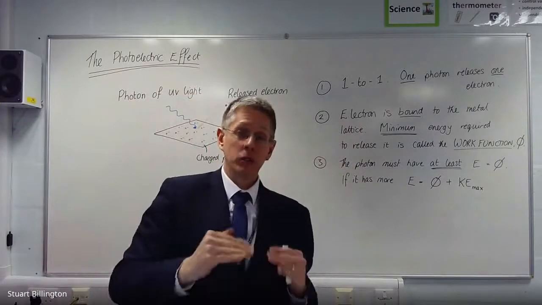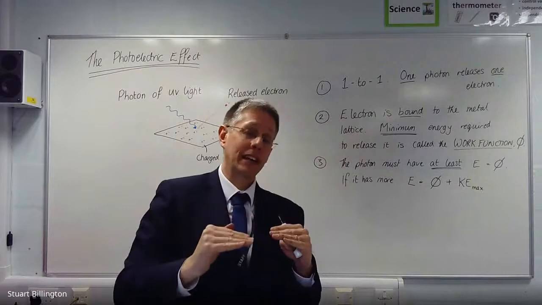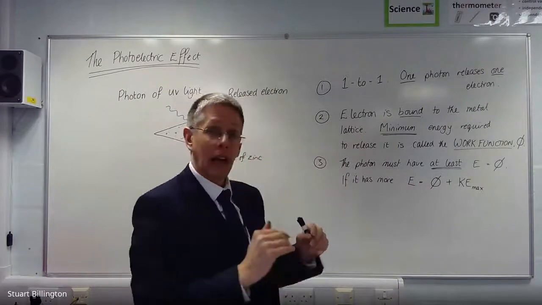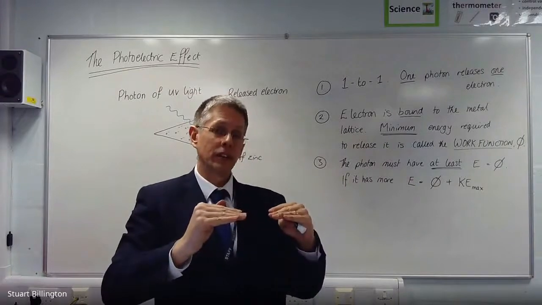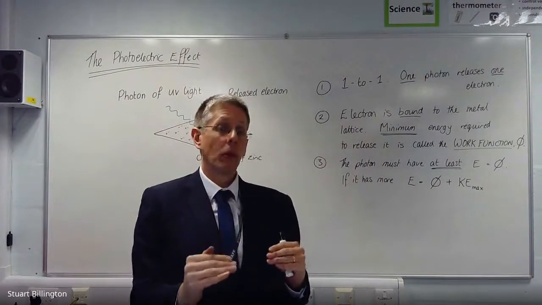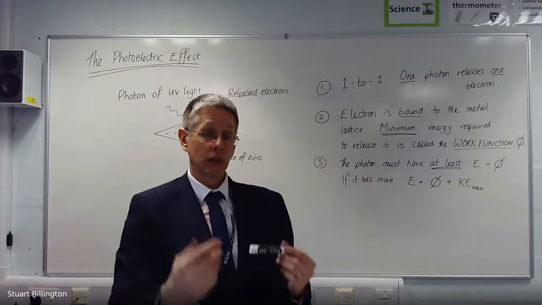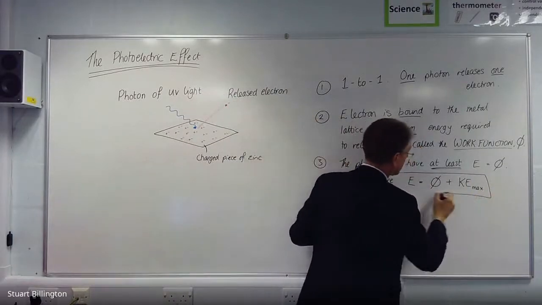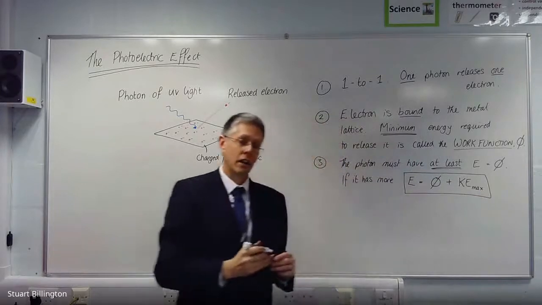And therefore, this kinetic energy here is actually a maximum kinetic energy. Plenty of electrons will come out with less kinetic energy than that because they will not have been surface electrons, and they'll have had to have used a little bit more energy than the work function in order to escape. So this equation here is sometimes referred to as the Einstein relation.